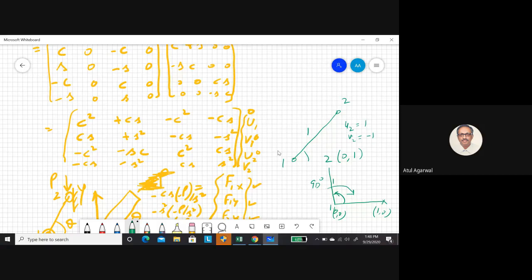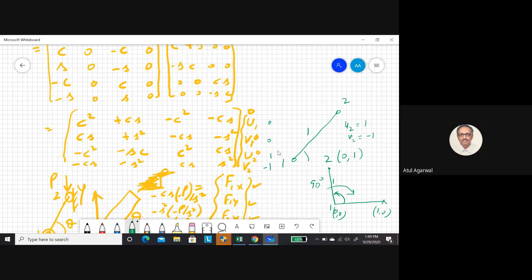The displacement of node 2: initially a bar was like this, vertical. I rotated it by 90 degrees. It became horizontal. So this point moved to this point, 1, 0. So your displacement in x direction is 1 and displacement in y direction is -1. Do you agree with this? Souvik, Ankit, yes, sir. No problem. So what we are having is 1, 0, 0. This fellow becomes 1. This fellow becomes -1.